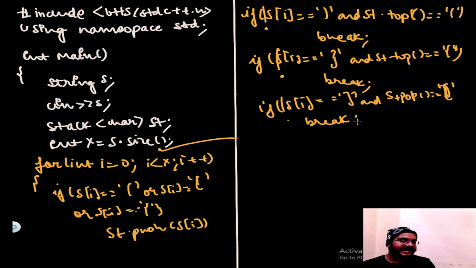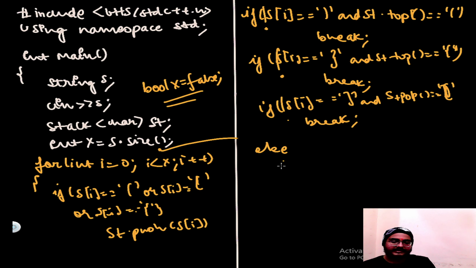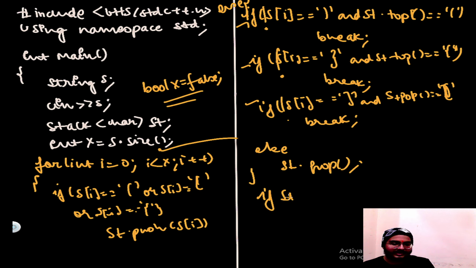Now what will happen when this loop breaks? Our flag, bool x equal to false, will remain unchanged. And I will write over here else st.pop. It means that none of the conditions are met, so I will pop that item. This is the if condition, this is my else condition, and in that else we will have this whole part. After that I will check that if st.empty, then I will assign x is equal to true, and in the last I will return my x.